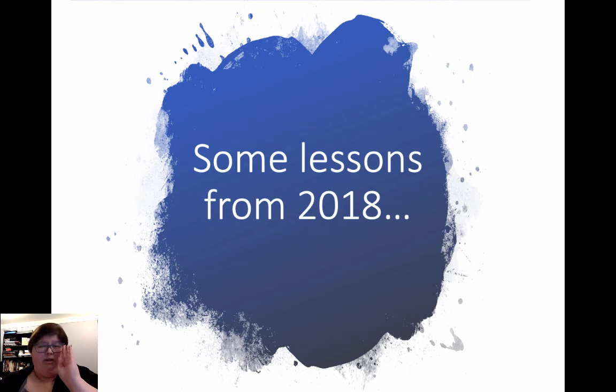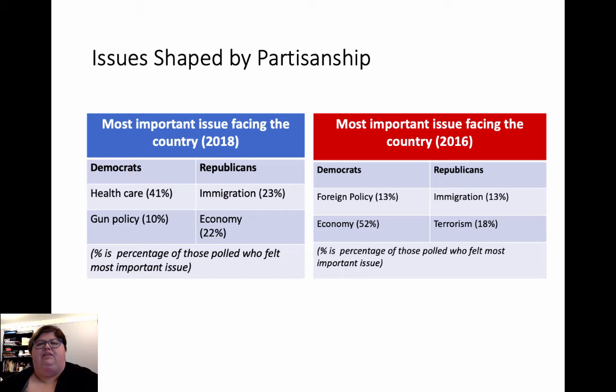All right, a couple of quick lessons from 2018 that help talk about these issues in more concrete terms. The first is that people think differently based on what party they align with. If you look at this, in 2016, if you were a Democrat, you felt that the top issues were foreign policy and the economy. If you're a Republican, you thought immigration and terrorism were the top issues, right? I want you then to look at 2018.